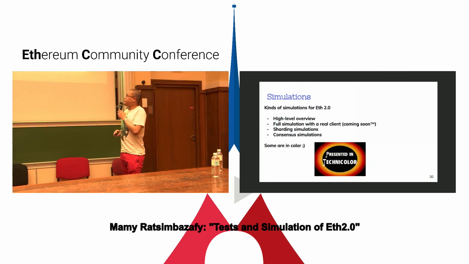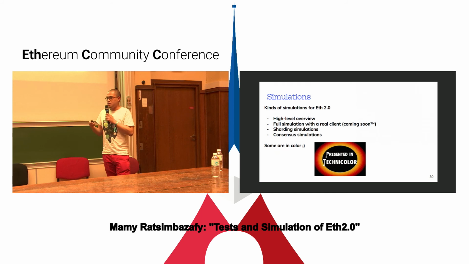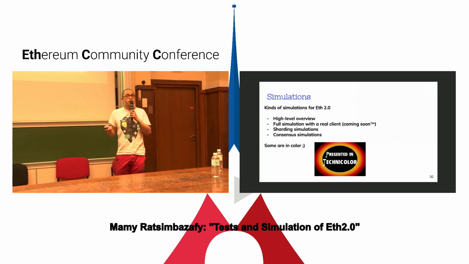And we have plenty of simulations. The client simulation will be coming soon. This is what I call a full simulation with a real client. But we have a lot of high-level overview simulations, like what I showed previously. We have a sharding simulation to make sure that we can manage the load on the network, and we have a consensus simulation to make sure that proof of stake actually works.